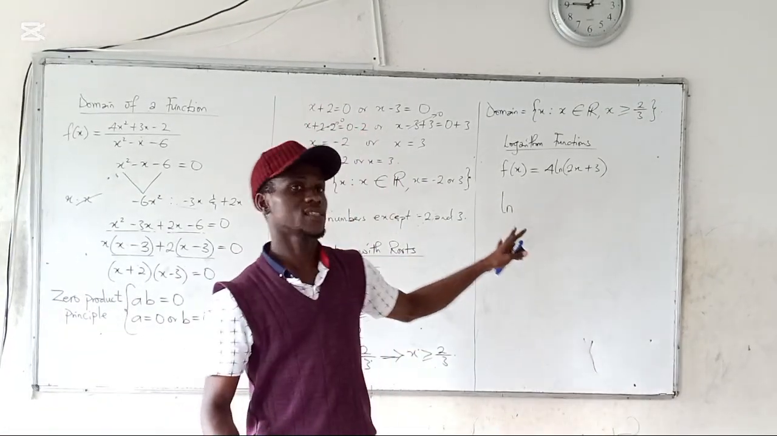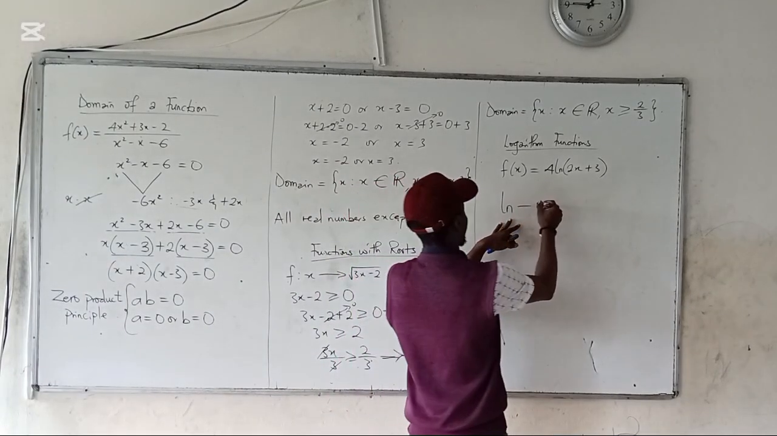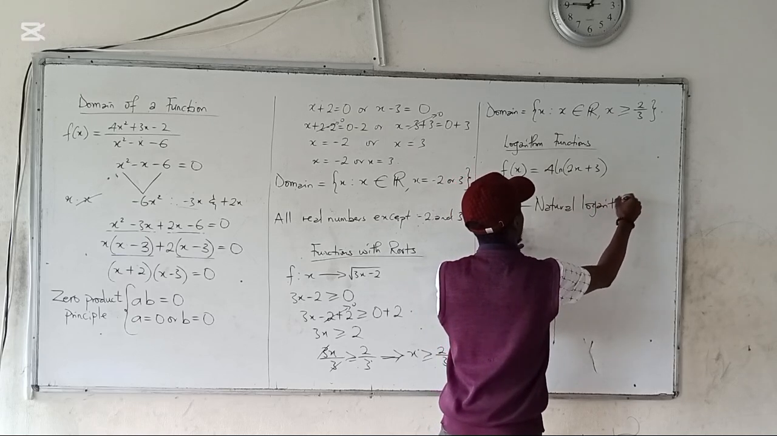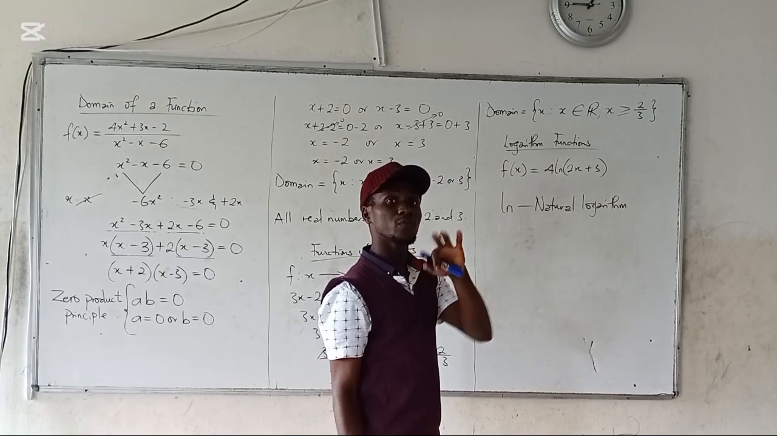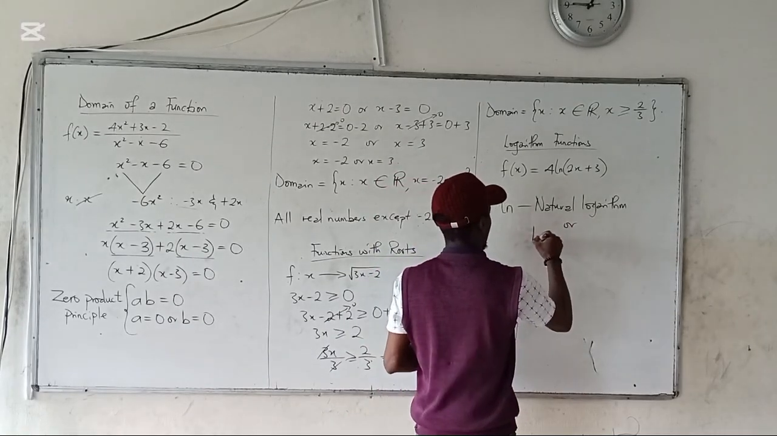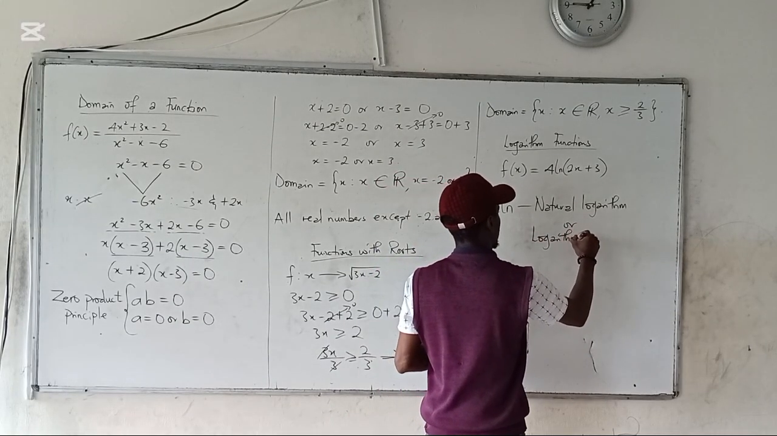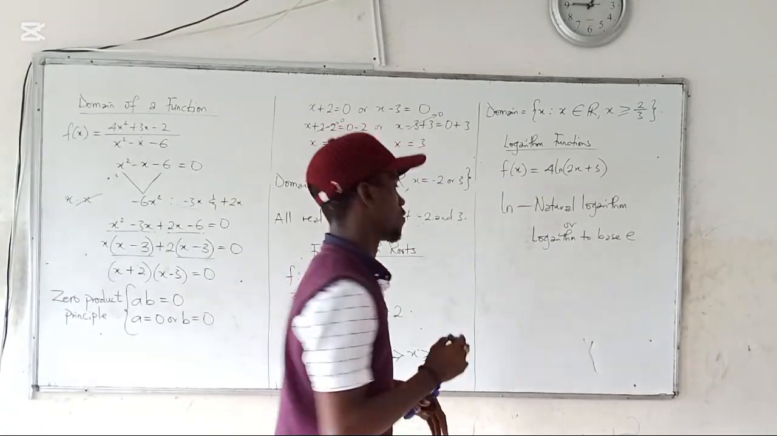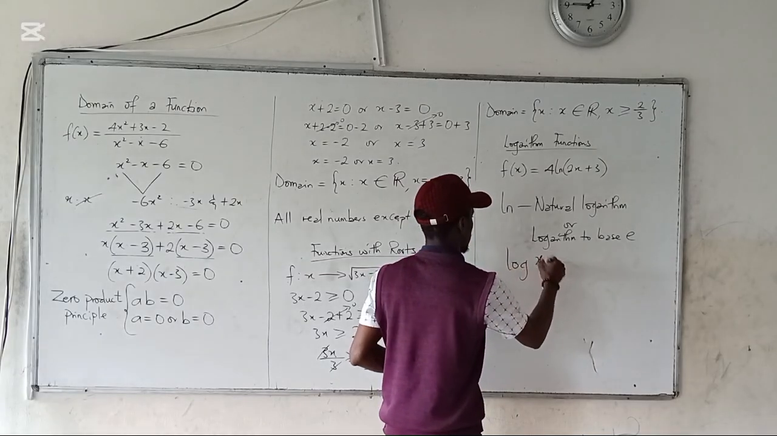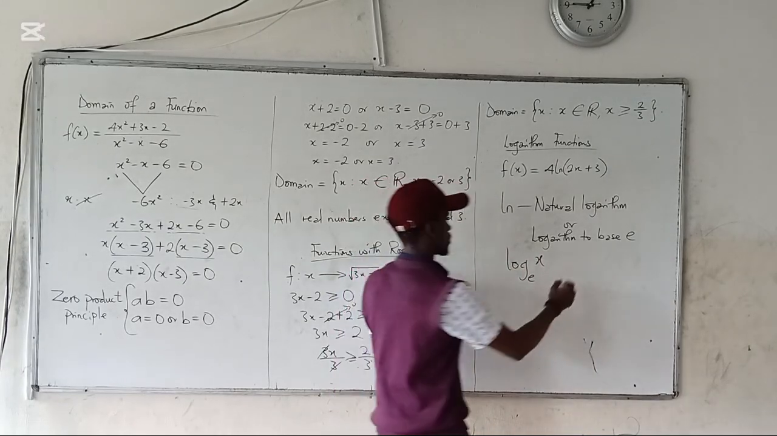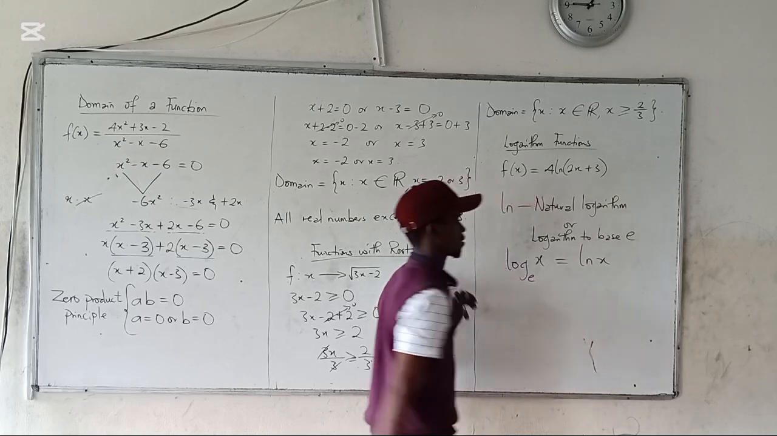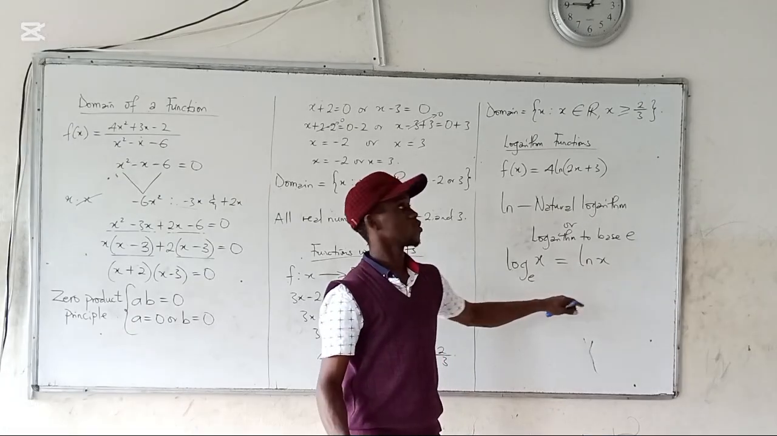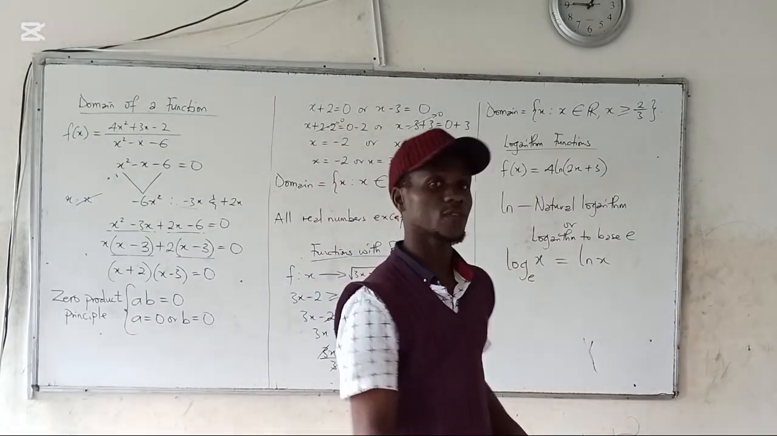It's a special type of logarithm called the natural logarithm, or logarithm to base e. If you've seen anything like this before, log of x to the base e is the same thing as saying ln x. This thing here, ln, means natural logarithm. That's what it means.